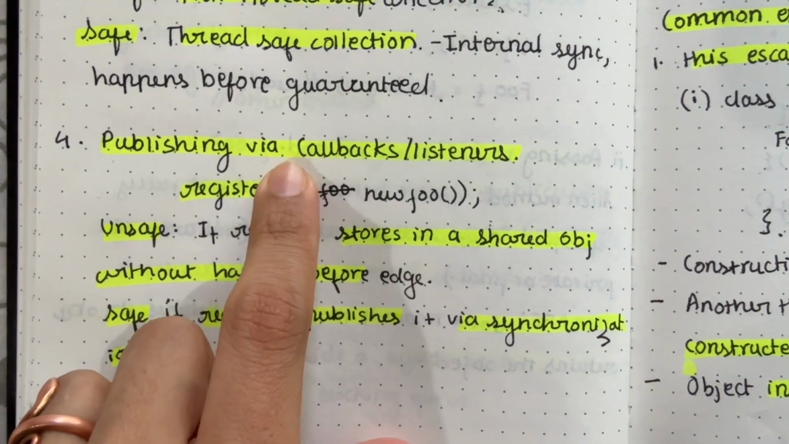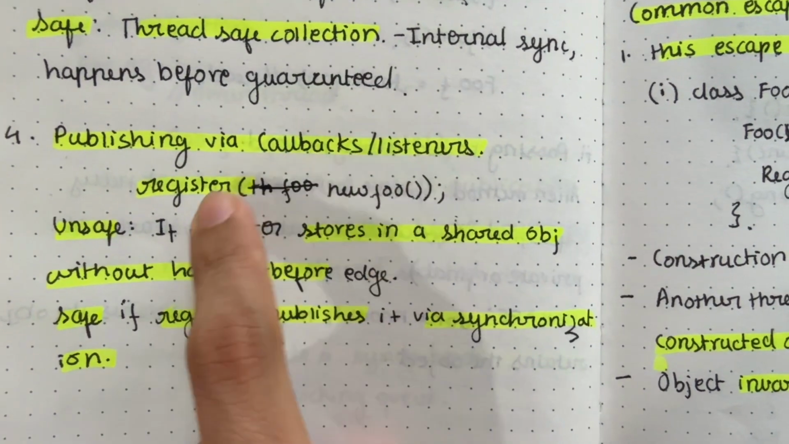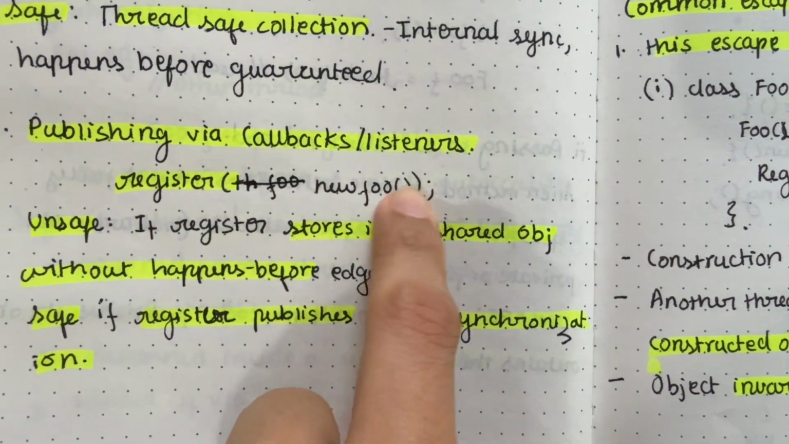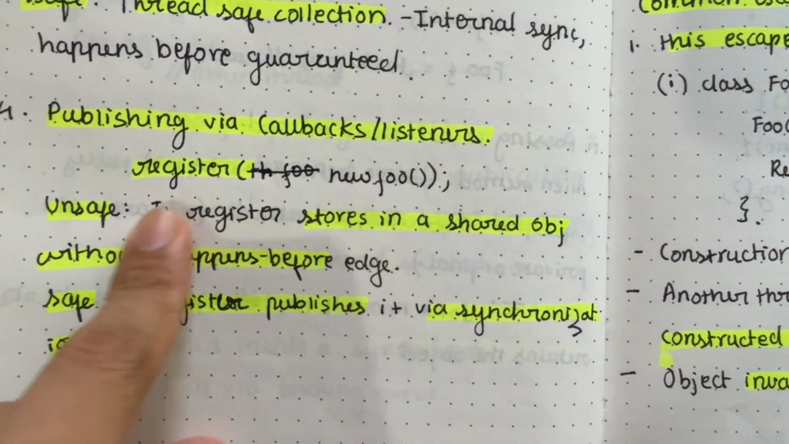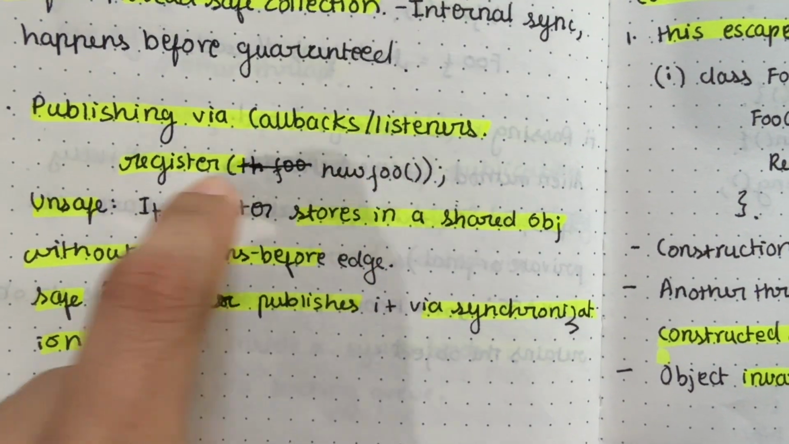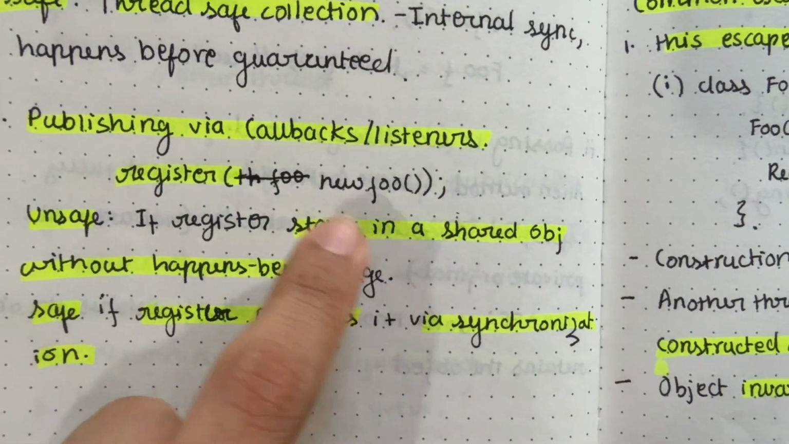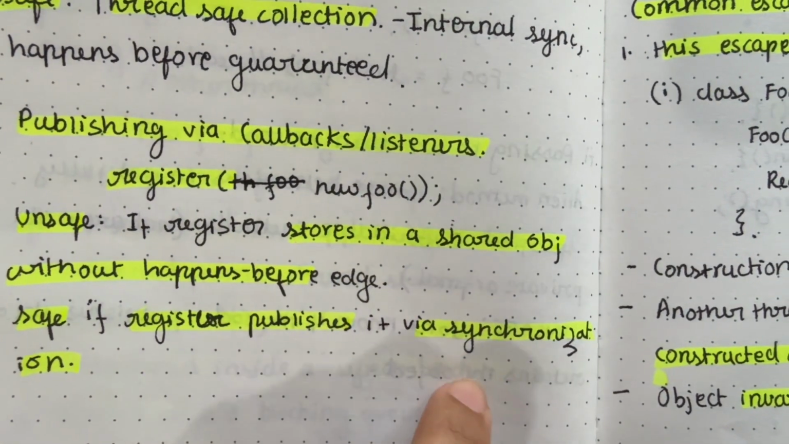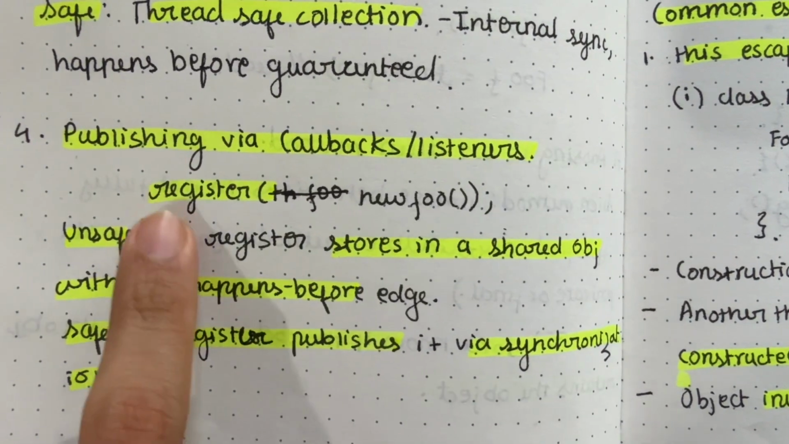Fourth is publishing via callbacks and listeners. So this line register new foo object is also publishing the new foo object. It is considered unsafe if register uses the objects without a happens before edge, and it is safe if the register publishes the new object via synchronization. So it depends.